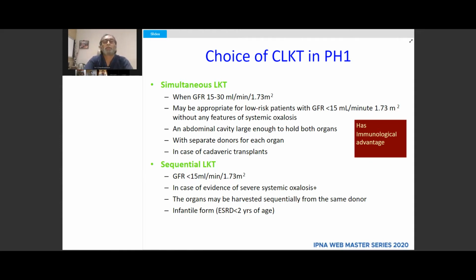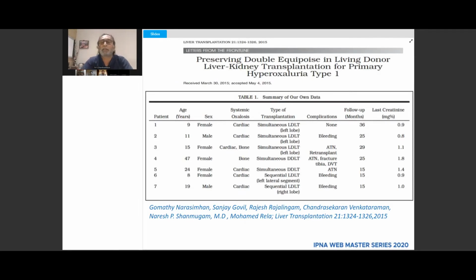So these are one of the earliest experiences with primary hyperoxaluria, published way back in 2015, for the initial 4-5 years. We had both simultaneous as well as sequential transplants. We also had a recurrence of oxalosis even in patients with combined liver-kidney transplant who again had a pre-transplant. And most of these patients had bleeding as a complication.